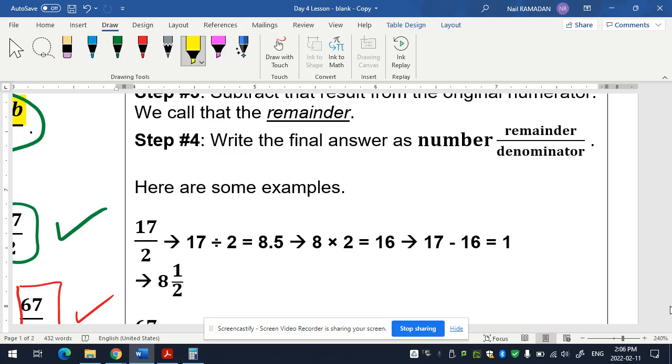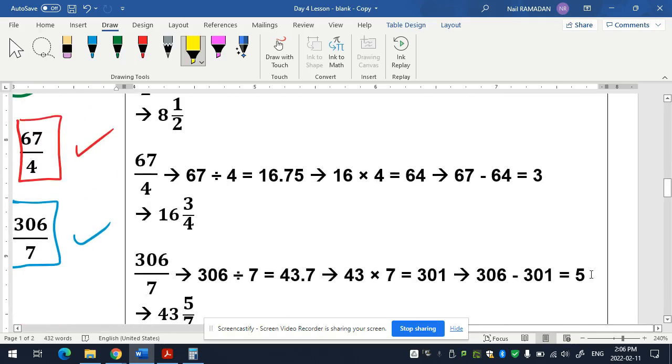A, B, C. How can you check your answer? You can check your answer by doing the A, B, C, and if you do it, you're going to get back 17 over 2. Let's do the next one.